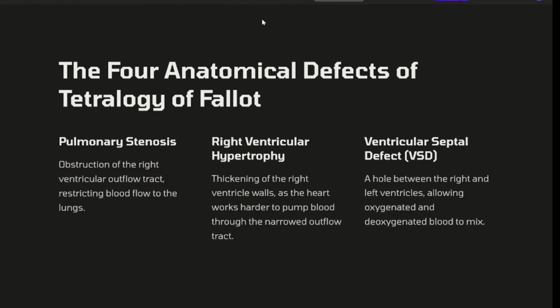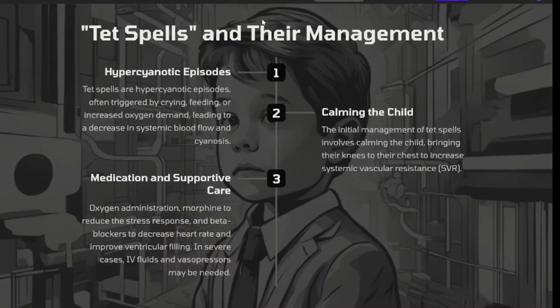1. Pulmonary stenosis, which is an obstruction of the right ventricular outflow tract. 2. Right ventricular hypertrophy, which is thickening of the right ventricle walls. 3. Ventricular septal defect, VSD, which is a hole between the right and left ventricles. And 4. Overriding aorta, where the aorta is positioned above the VSD and receives blood from both ventricles.